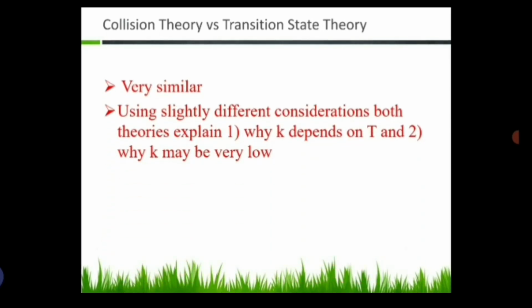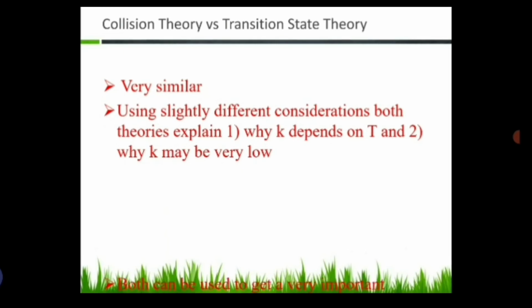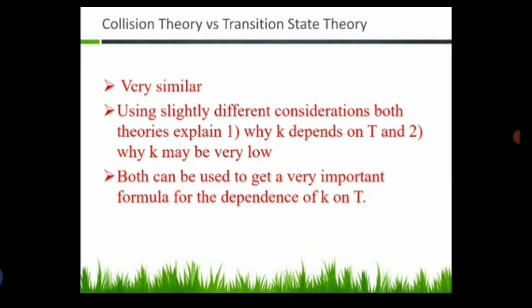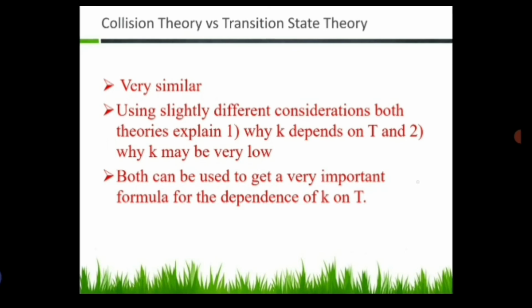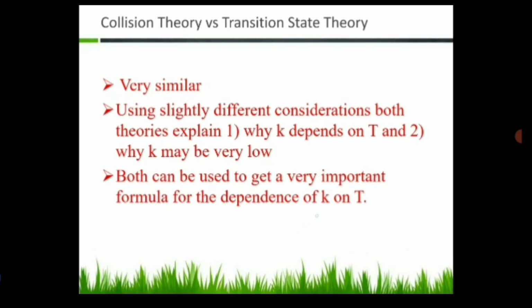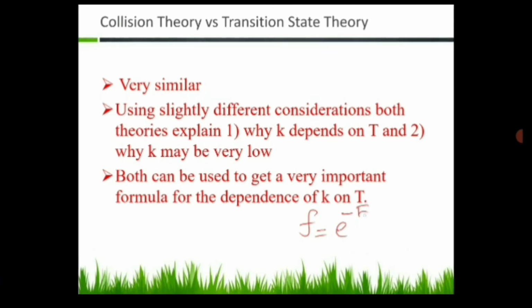Using slightly different considerations, both theories could explain why K depends on T and why K may be very low. Both can be used to get a very important formula for the dependence of K on T. So both could be used means I would like you to recall two parameters. One is the fraction of the molecules which possess activation energy, that is e raised to minus EA by RT. The second one is the orientation factor.